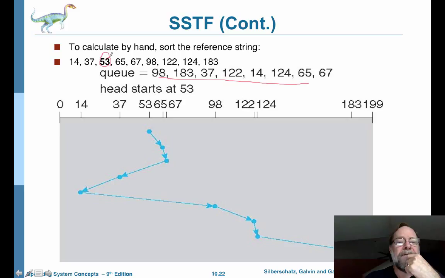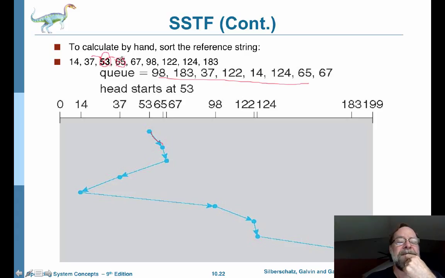If you look to the right here, you can say, well, what's the distance there? The distance from 53 to 65 is 12. And the distance from 53 to 37 is 16. So 12 is closer. So the first place we're going to go is to 65. That's this move over here, a movement of 12. Now from here you look. Let's cross out the 53. That goes away. We'll cross out the 65 because we've solved that.